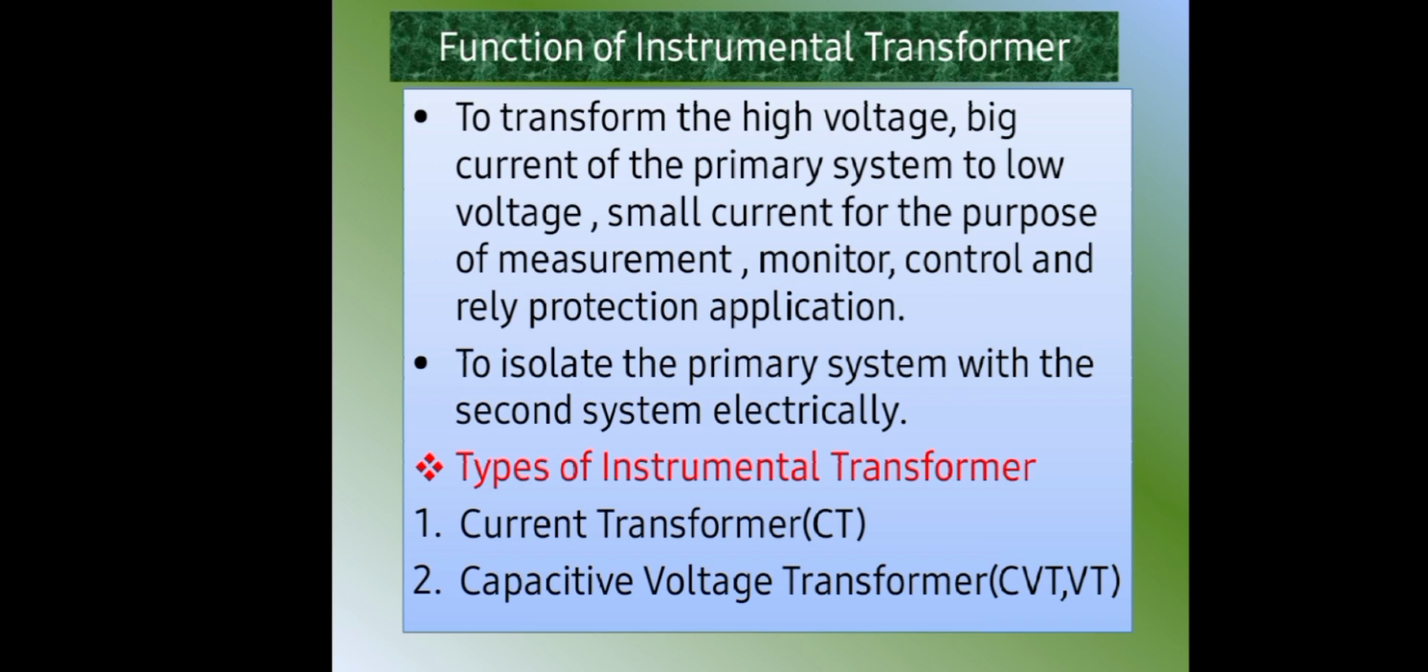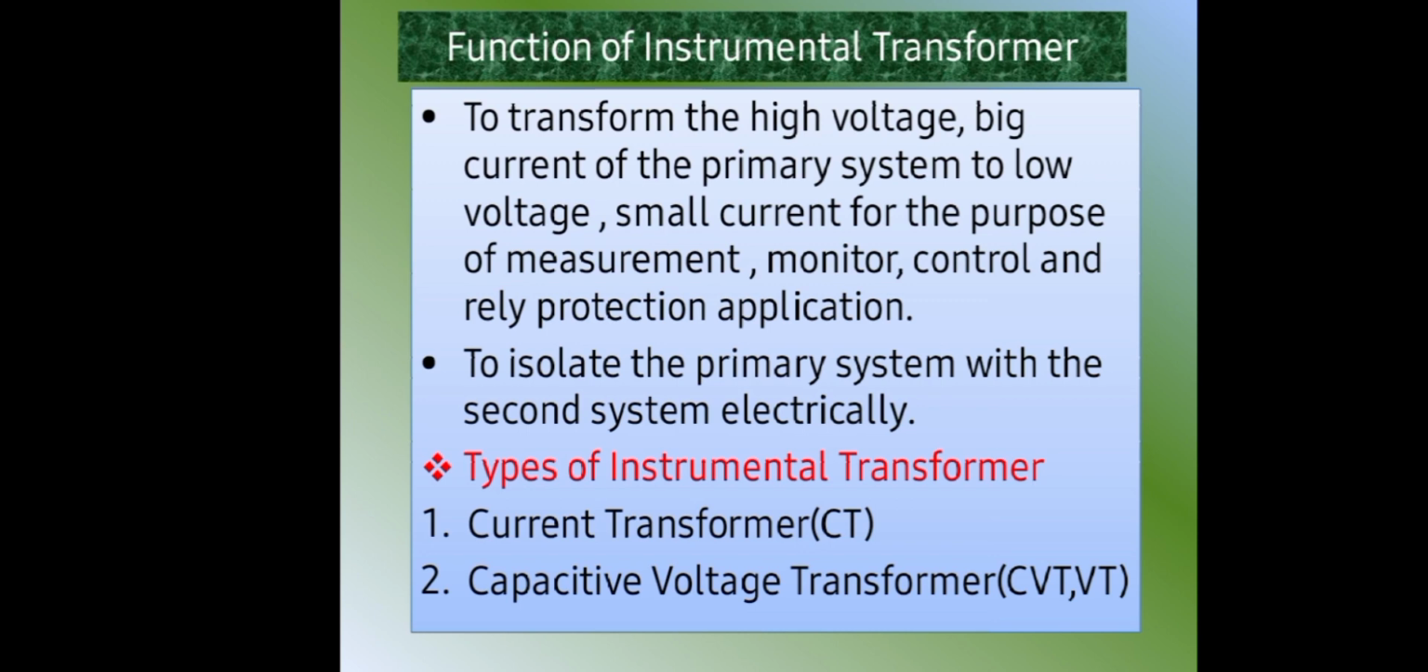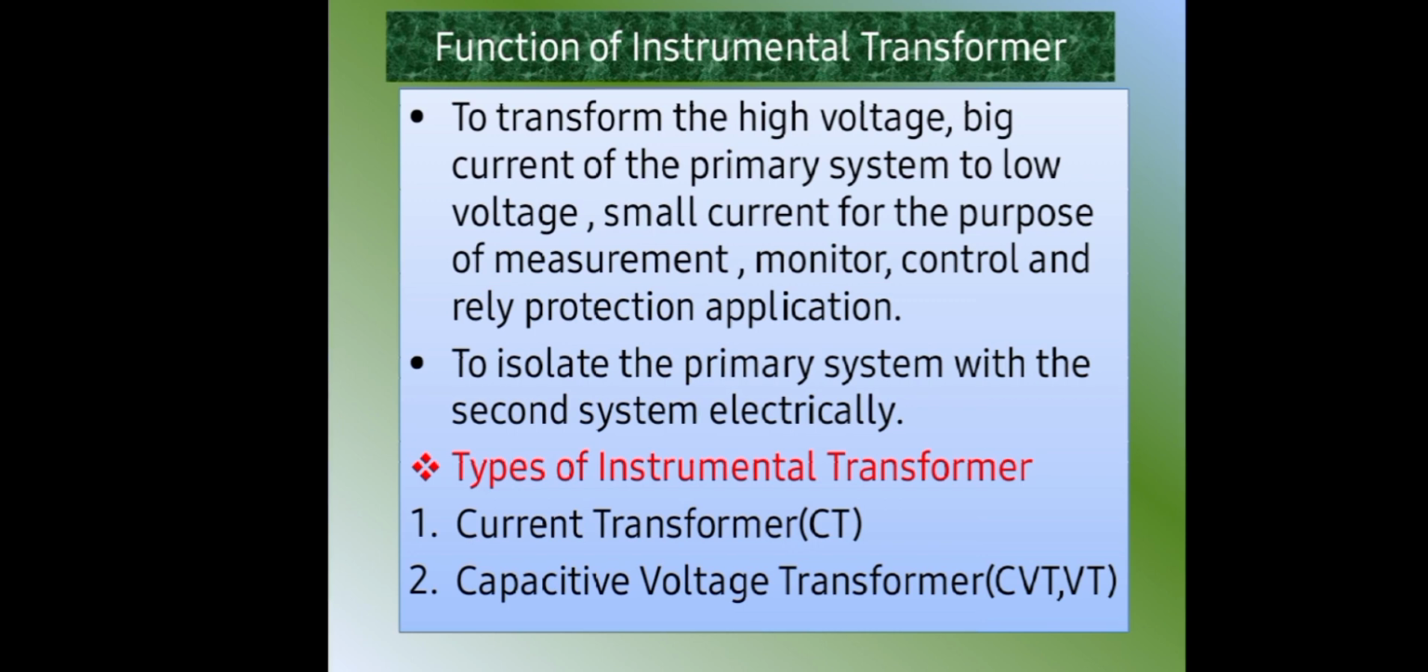Instrument transformers have different functions. One, to insulate the relay and metering from the primary high voltage system, and the second one is to provide standardization of relays and meters to a few rated currents and voltages. There are two types of instrument transformer: current transformer and voltage transformer. Let's see our today's topic, that is current transformer.